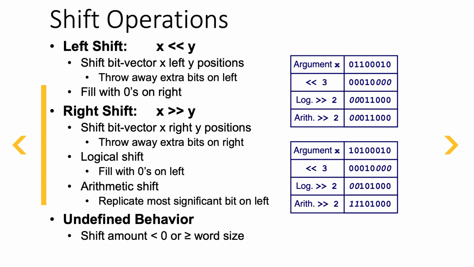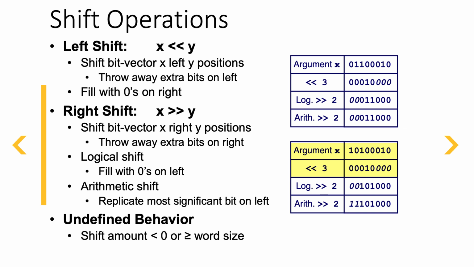We can see this in action again with the second example. If our argument is 1, 0, 1, 0, 0, 0, 1, 0, then when we shift 3 places, we drop off that 1 and move everything to the left and then add a 0 to the right. We drop off the 0, move everything to the left and add another 0 to the right, drop off that other 1, move everything to the left 1, add another 0 to the right, and what we end up with is our 0, 0, 0, 1, 0, 0, 0, 0.